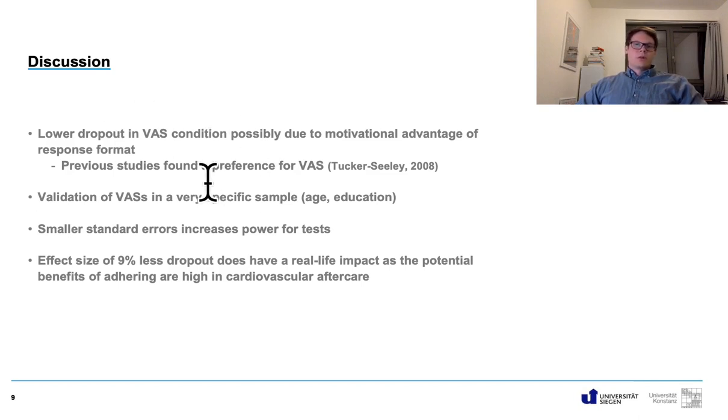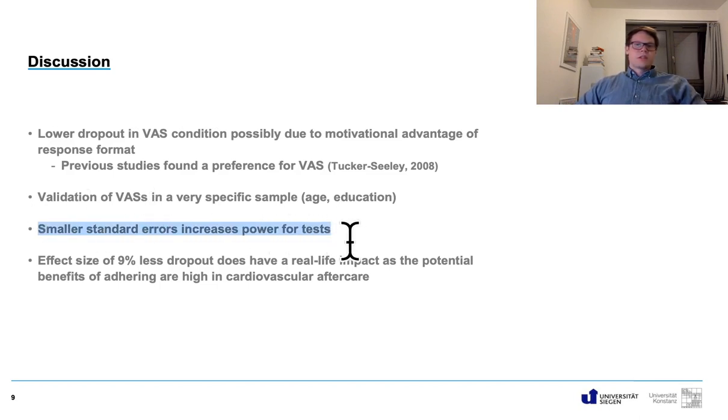This lower dropout in the visual analog scale condition could possibly be due to motivational advantages. Previous studies have found that people prefer the VAS format to radio button scales. In addition, the study represents the validation of the visual analog scale in a very specific sample with regard to age. It was an older sample than the typical internet-based research sample, and also education. Overall, it worked very well in this sample.